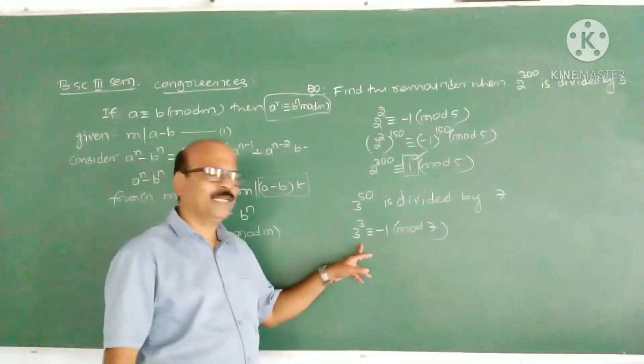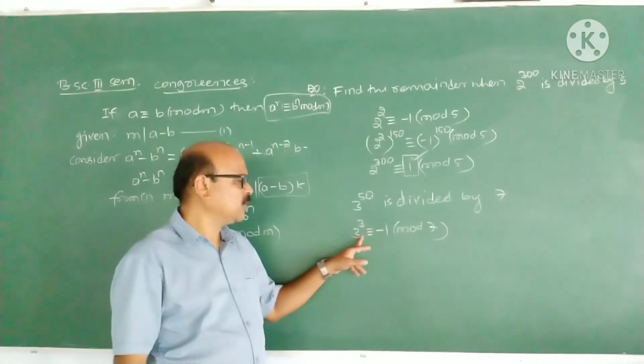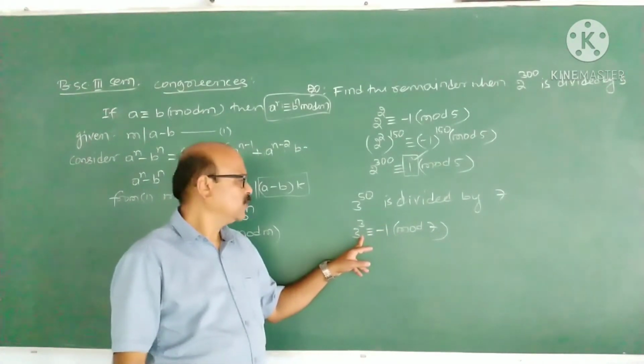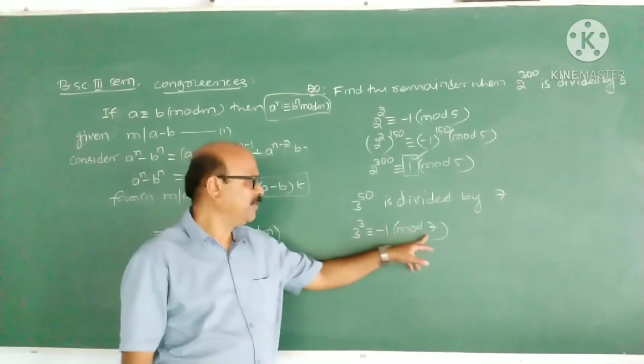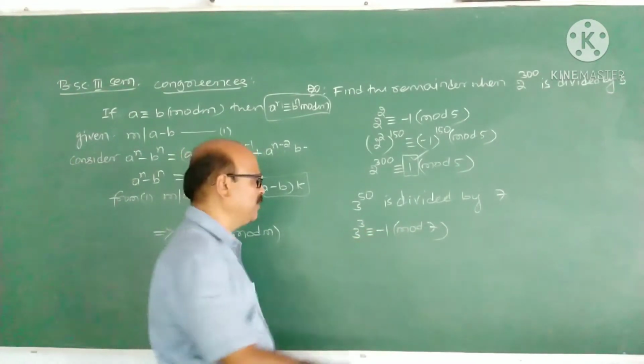All of you understood this one? 27 minus of minus 1 is 28. So 28, 7 divides 28. So 3 cube is congruent to minus 1 mod 7.